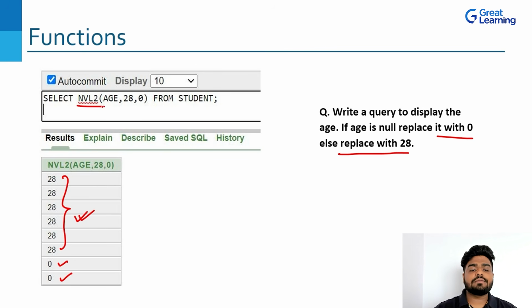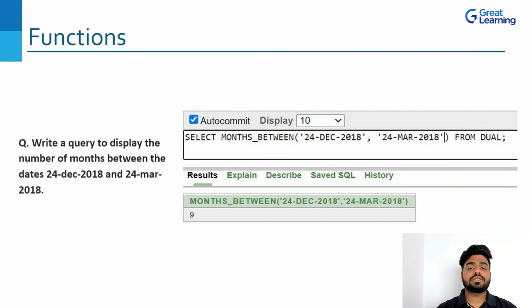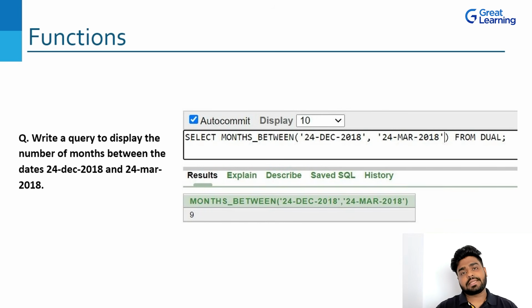This is NVL2, and the previous one was NVL, correct? Null value logic. Fine. Let's move to the next one. Now these are the date methods. So date functions, how do we use them?